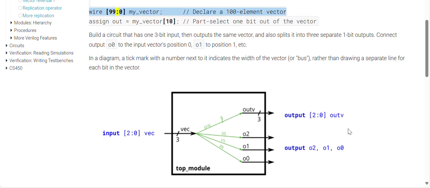wire [99:0] my_vector; // declare a 100 element vector. assign out = my_vector[10]; // part select 1 bit out of the vector.